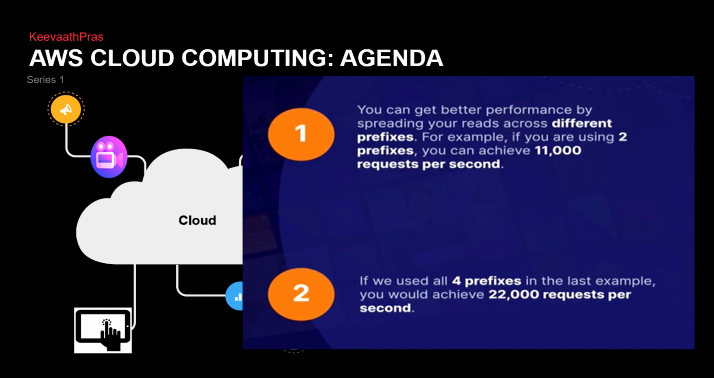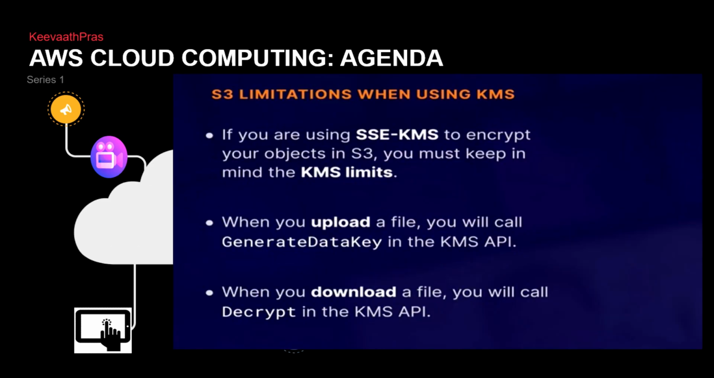When you want better performance, you can spread your reads across two different prefixes. With two prefixes, the 5500 becomes 11,000, because 5500 times 2, for GET. If we use 4 prefixes, like what we saw, that goes to 22,000 requests per second. This is the way you stretch it, like an elasticity.